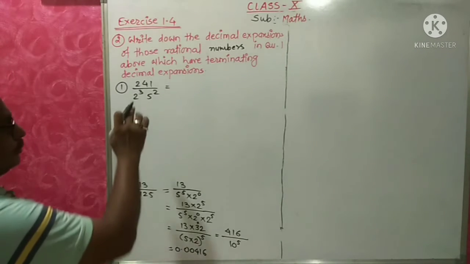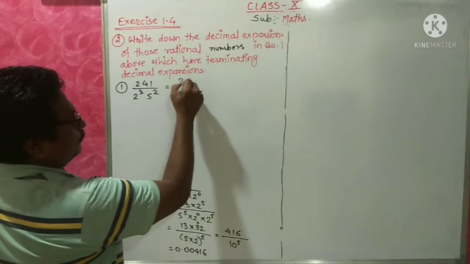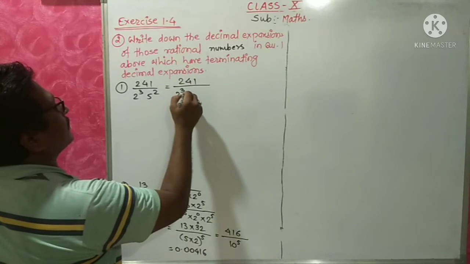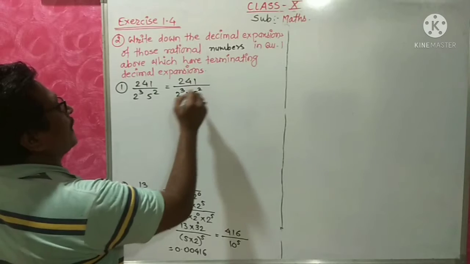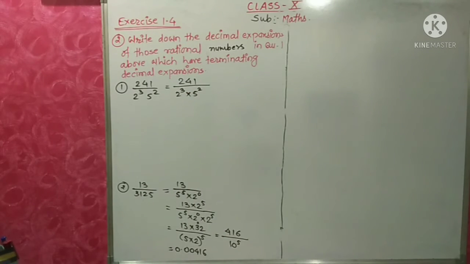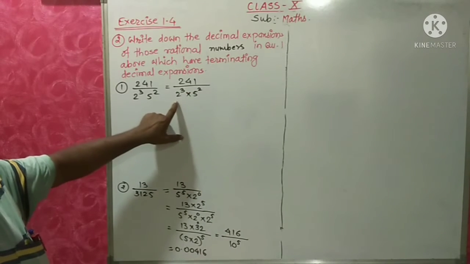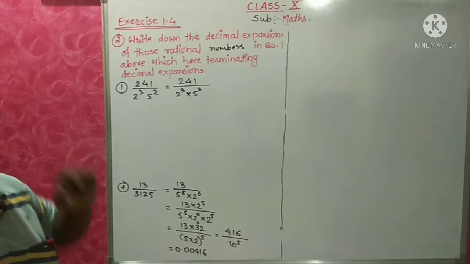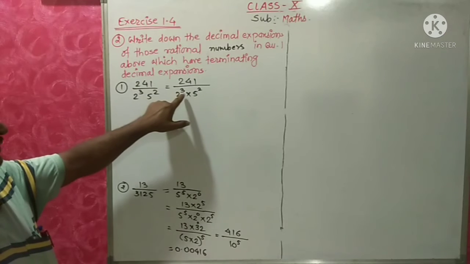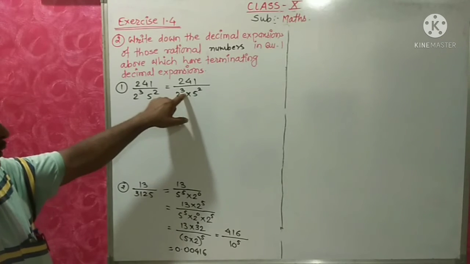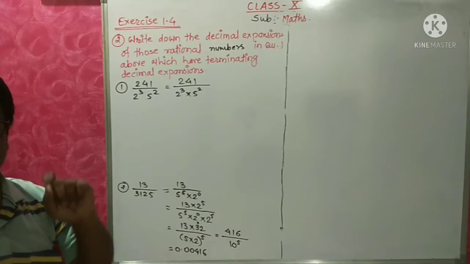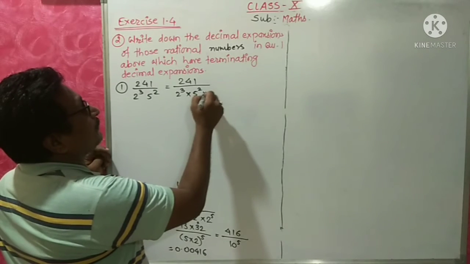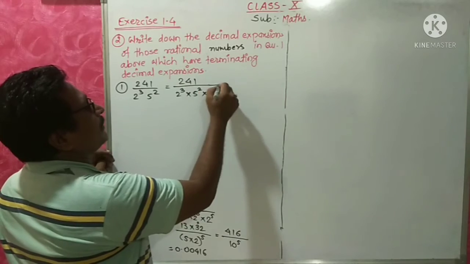Okay, so now here 241 by 2 raised to the power 3 into 5 raised to the power 2. So here 2 is also there, 5 is also there. Okay, whose power is more? 2's power. What is the power? 3. So 5's power we also have to make 3. So how to make it? 5 raised to the power 1.